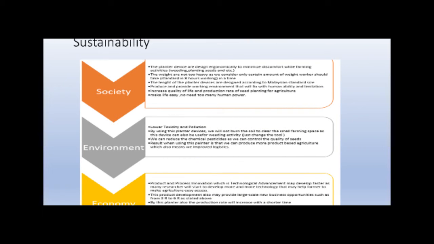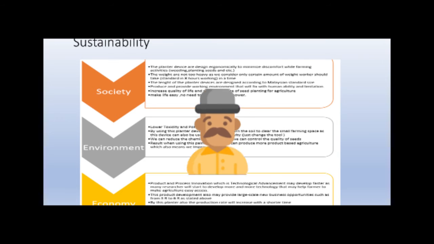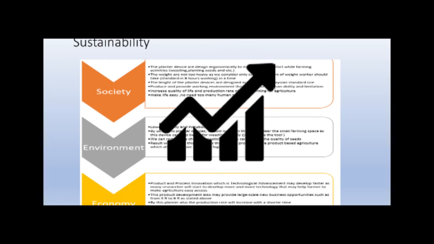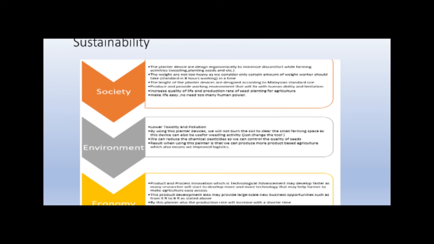Sustainability of products. Sustainability is best defined as meeting the needs of the present without compromising the ability of future generations to meet their own needs. Basically, we can divide sustainability into 3 types: society, environment, and also economy. These 3 types are informally referred to as people, planet, and also profit, which is money.